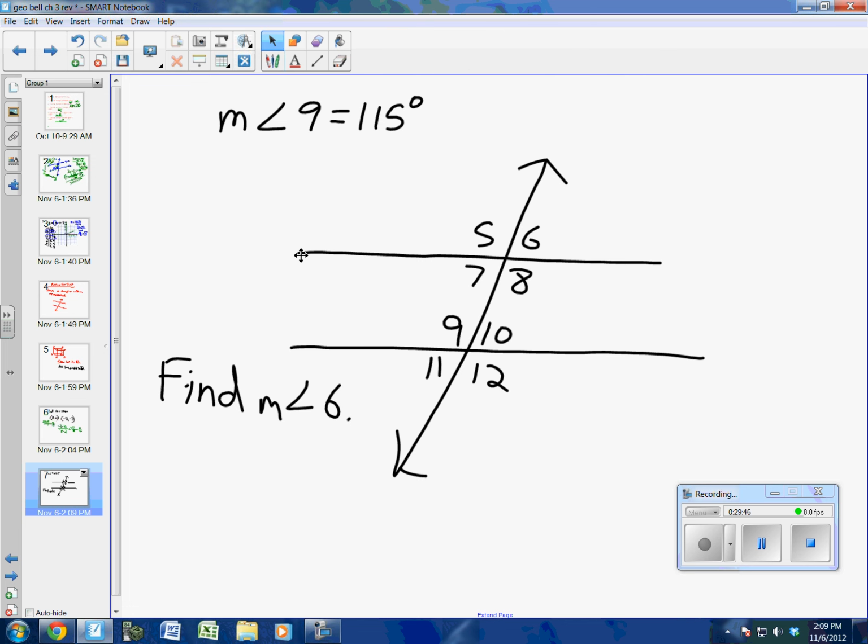Okay, there you go. Guys, hey, Seaver. Okay, measure of angle 9 equals 115 degrees. Find the measure of angle 6.